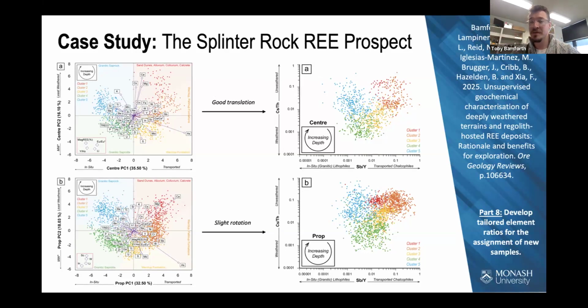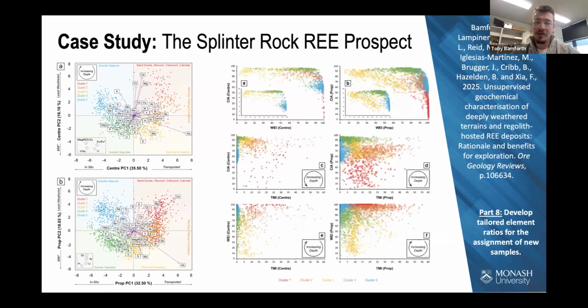Are you looking at transported sediments? Are you looking at granitic saprock, saprolite, whatever it may be? And that can be done in multiple levels of complexity. These are some other plots for some multi-element ratios, which I won't bore you with at this moment. If you're interested, please talk to me or any of the other authors, or there's a link to the paper in the slides as well.